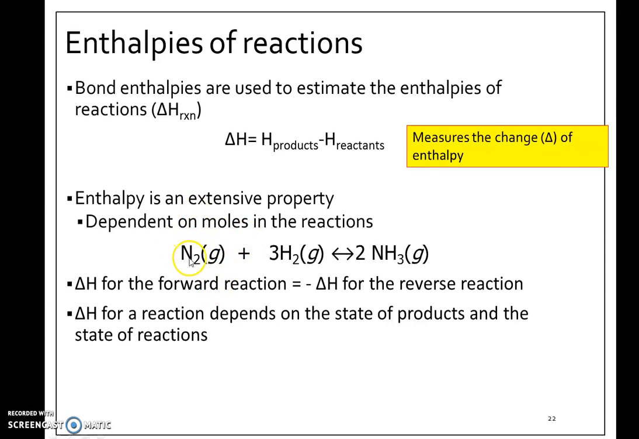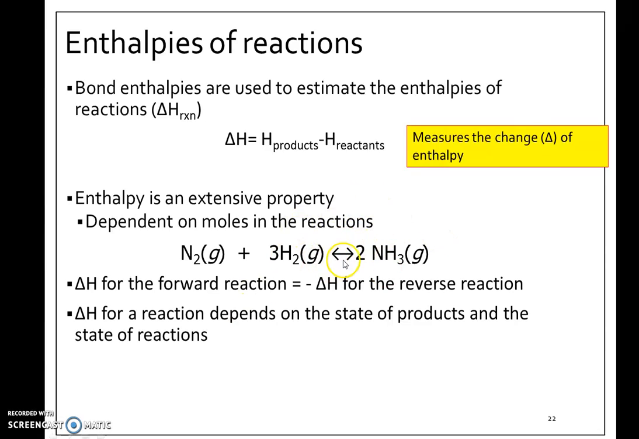We also have to take into account the moles. Okay, so in this case, nitrogen and hydrogen to ammonia, there is a 1:3 ratio between nitrogen and hydrogen, and a 1:2 ratio between the nitrogen and ammonia. And we'll show you how to do that.